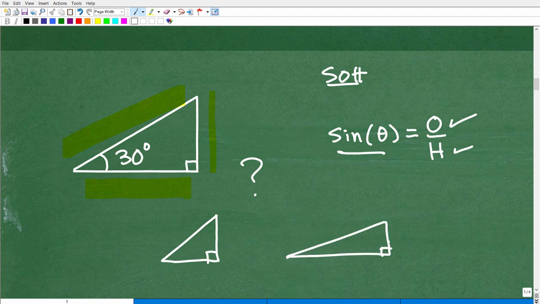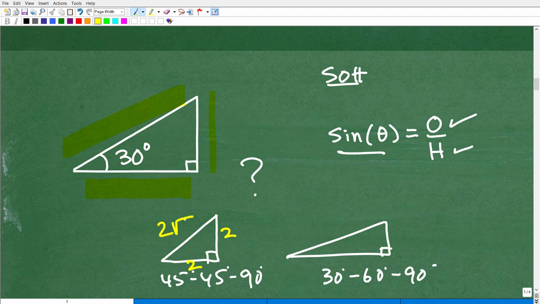Okay. All right. So the first is a 45-45. Of course, this is a 90-degree right triangle. The next is a 30-60-90 right triangle. Okay. So in a 45-45, the sides here are always the same. I know that it's kind of scrunched up here, but basically, the sides are the same. So let's say this is 2. This is 2. And the hypotenuse is always going to be whatever the sides are, which are the same in a 45-45, times the square root of 2.